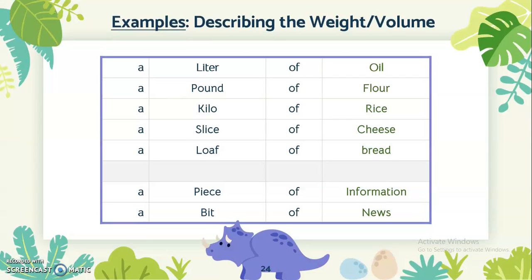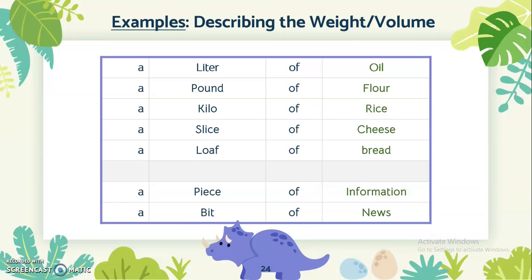Let me give you the most widely used words for describing the weight or volume of the thing, and then making it countable as well as plural. A liter of oil, a pound of flour, a kilo of rice, a slice of cheese, a loaf of bread, a piece of information, a bit of news. Once they become countable like this, it's easy to change them into plural.